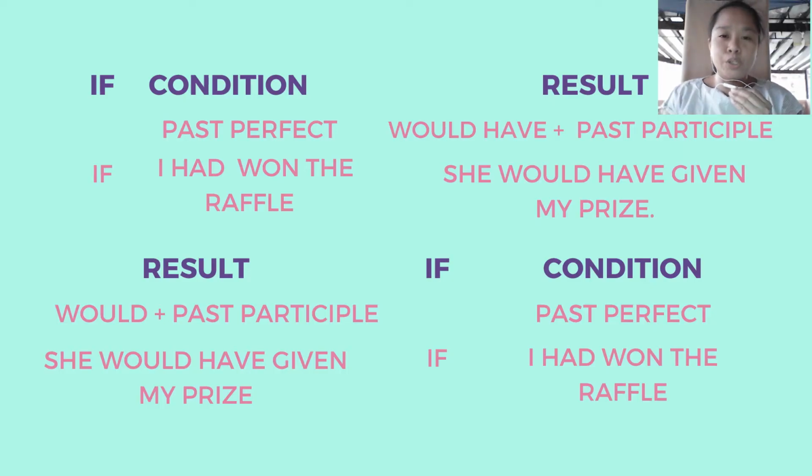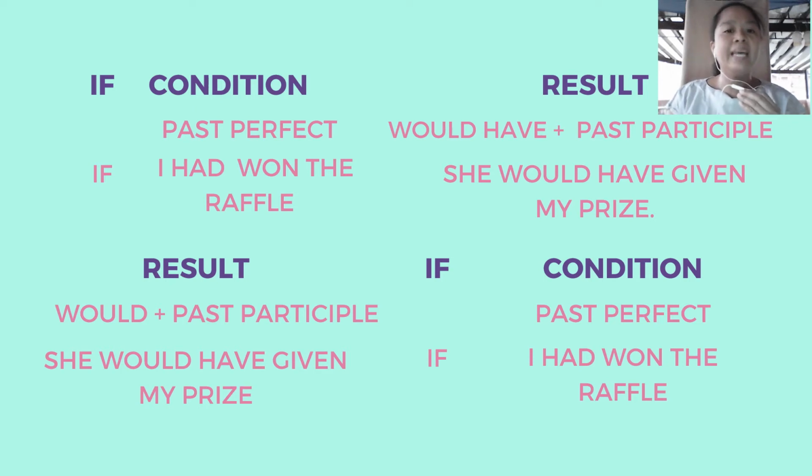So for the conditional sentence for the past unreal, this is how you form it. We still have your if, your condition, and then your result. If plus past perfect. Later we'll find out how we form this past perfect. Would have, that's always constant, and then past participle. Past participle is different from your simple past tense, so do not confuse it.